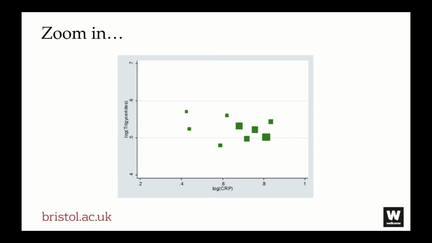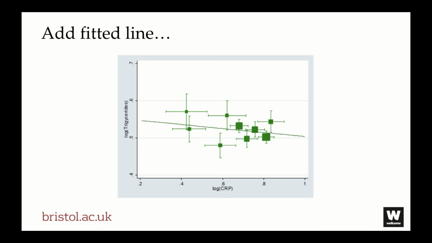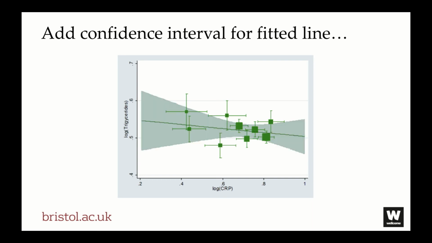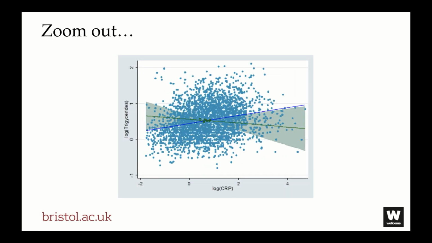It's not horizontal, it's not vertical, so there's a nice variation explained in CRP by the genetic variants in the CRP gene. So what we can do by this is add some error, much like you would do in any kind of regression analysis, add a fitted line, and then add our confidence intervals. And then if we zoom out again, what essentially we've done is a Mendelian randomization analysis, because we've looked at the levels of triglyceride variation by the CRP genotype.